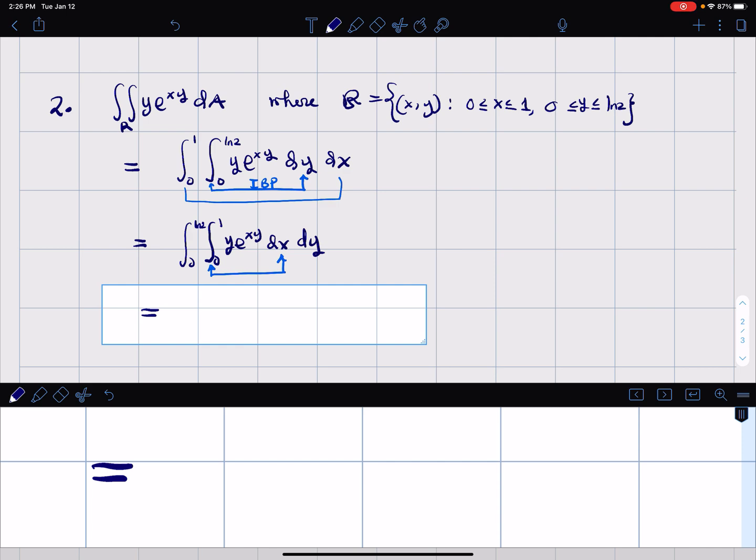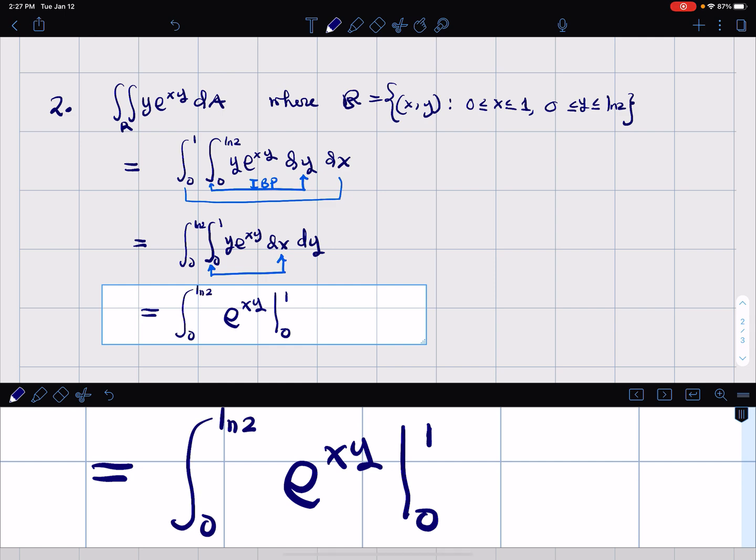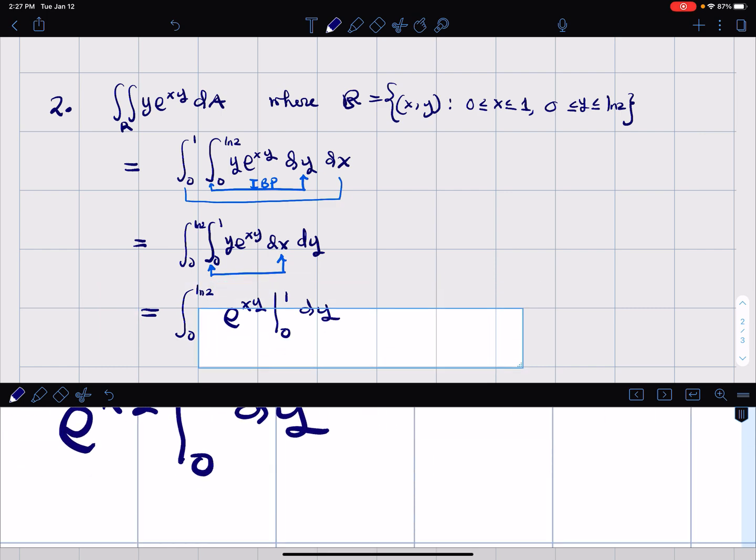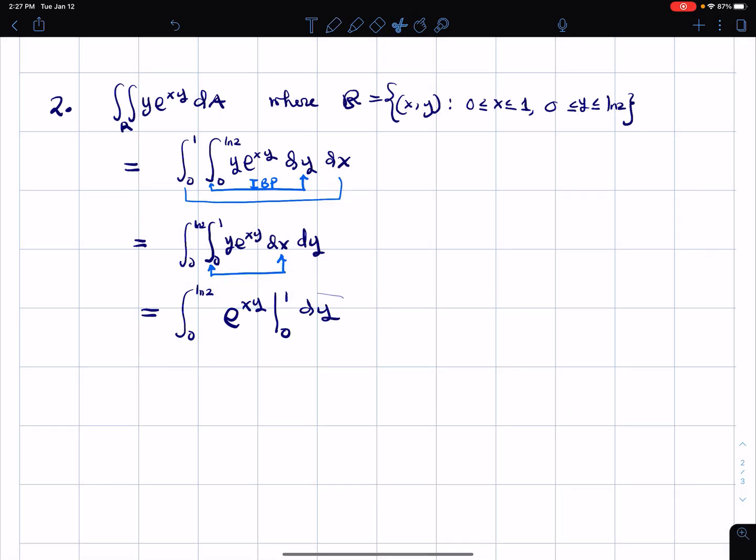So let's do the first integral. So we have e to the xy. If you find the antiderivative of e to the xy with respect to x, it's just going to be 1 over y, e to the xy, but you have y outside, so that 1 over y is going to cancel with the y, so you're left with just e to the xy, and then you're going from 0 to 1, okay? And then you still have 0 to natural log of 2 dy, okay? Let me save space.